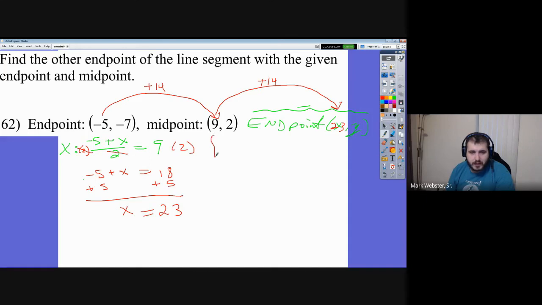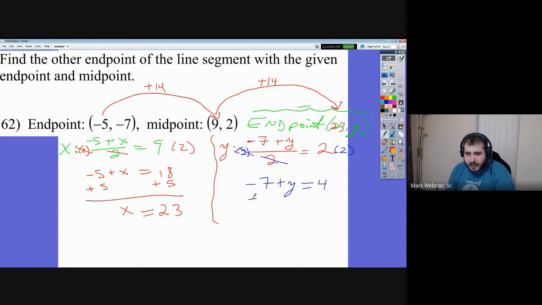So let's do the same thing with our y values. My one endpoint is -7, right? The other endpoint, I don't know, but they add up and then divide by 2, and then I better get the answer of 2, right? So let's solve for y. Once again, I multiply both sides by 2 to cancel out the fraction. And I end up with negative 7 plus y equals 4. And I add 7 to both sides to cancel out that negative 7. I get y equals 13.